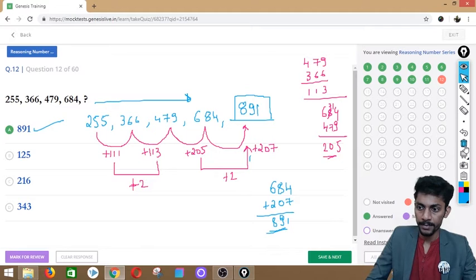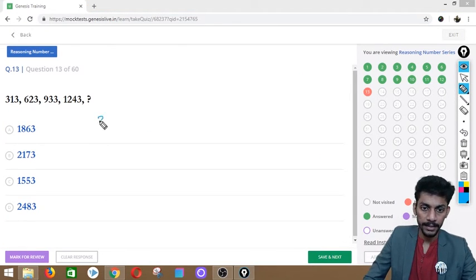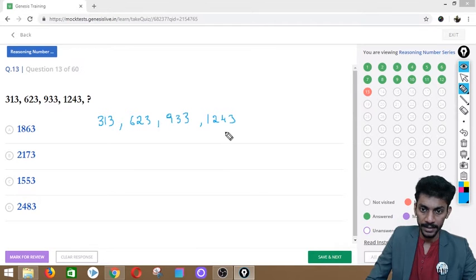Yeah. Next question. 330, 623, 933 and 1243. If you see 3, 6, 9 and 12, everything is added with something around 300. So let's see what it is added with. 623 minus 313. How much is it?